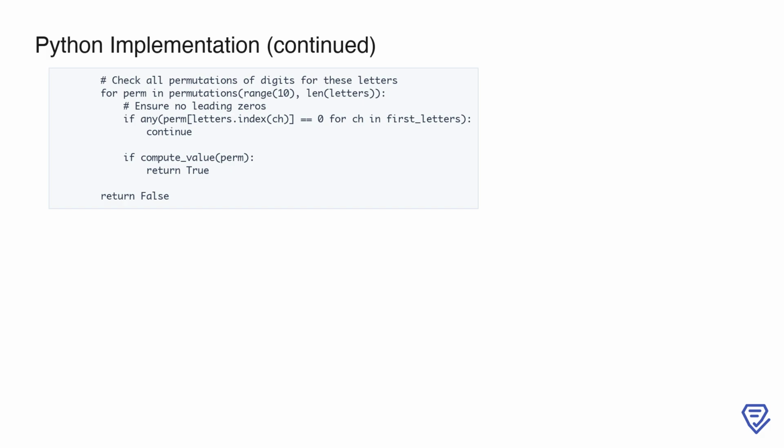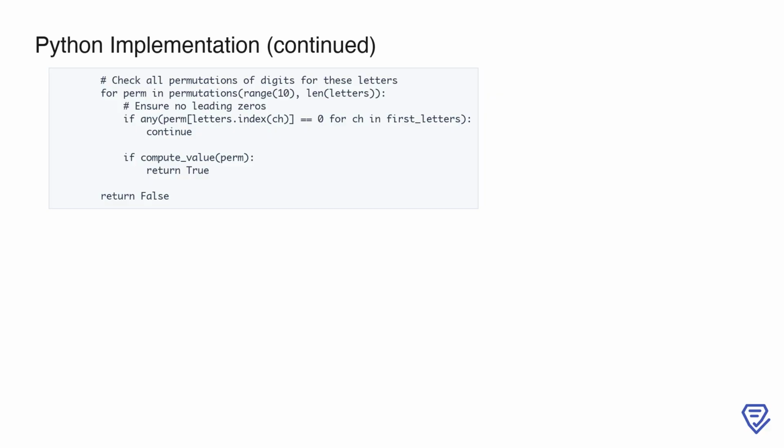If compute_value returns true, it means we have found a valid mapping where the sum of the words equals the result, and we return true to indicate that the puzzle is solvable. If none of the permutations result in a valid mapping, we return false at the end, indicating that no solution exists for the given input. This approach systematically explores all possible combinations while ensuring that the constraints, such as no leading zeros, are respected throughout the process.